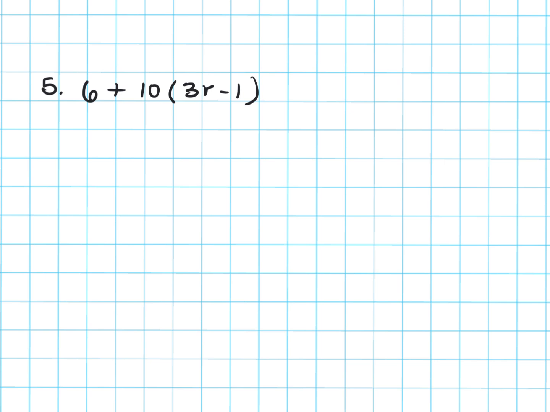Again, here we're going to do the distributive property first. So we're going to take the 10 and multiply everything inside the parentheses. So we're just going to write down the 6. 10 times negative 1 is negative 10.